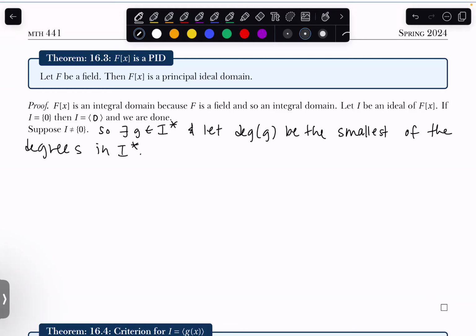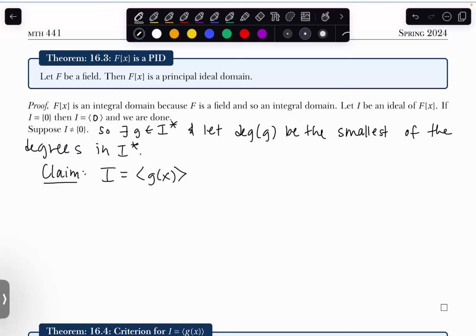Okay, so our claim is that this ideal is generated by this element. And so again, this is really telling me I have multiple elements that I can choose as my generator. I just need to pick one that has the smallest degree that's not the zero polynomial.